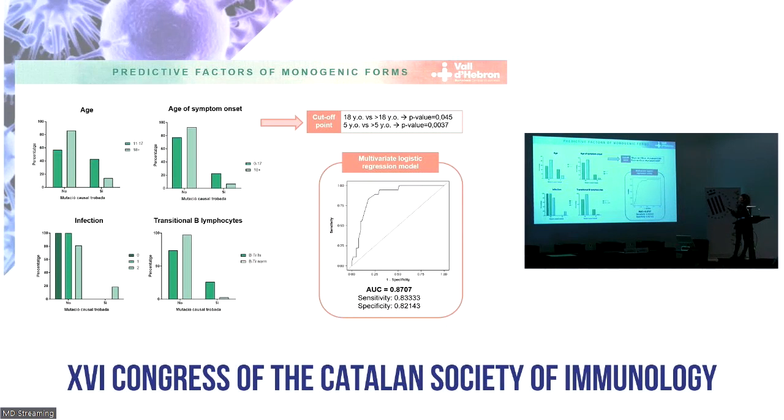All these statistically significant variables were incorporated in a multivariate logistic regression model, where we obtained an area under the curve of 0.87 with a sensitivity of 83% and a specificity of 82%. So in summary, those patients with a higher risk of having a monogenic cause of CVID are those patients with early onset of the disease, with a phenotype or manifestations with infection and other clinical manifestations, and with high levels of transitional B lymphocytes.